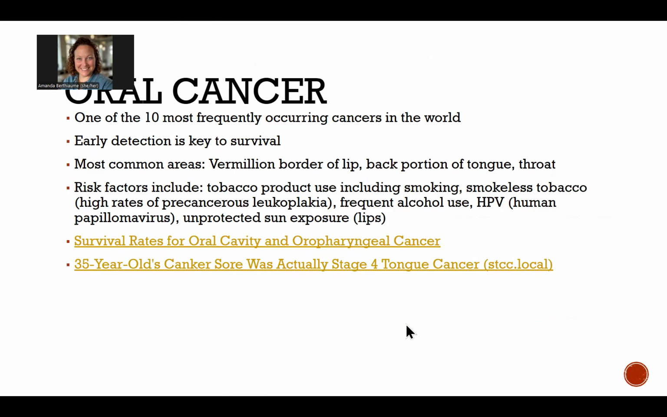Oral cancer is one of the 10 most frequently occurring cancers in the world, and it is one of the only cancers that is on the rise. There are several reasons why oral cancers are on the rise, and a lot of it has to do with HPV, or human papillomavirus.